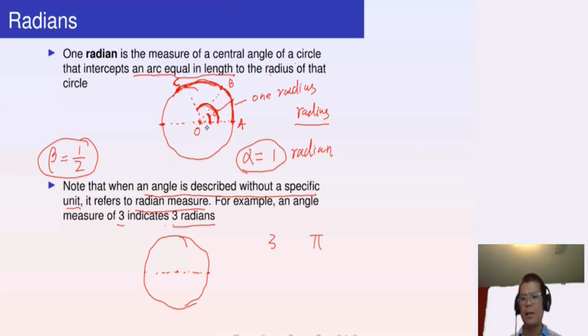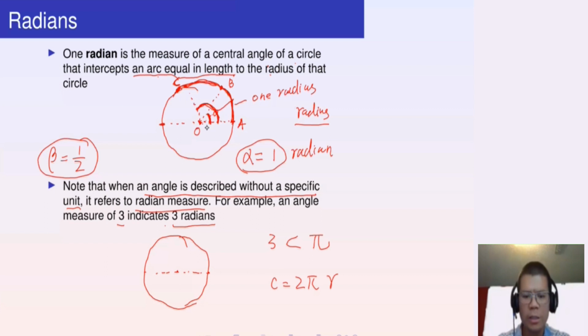Now, which one is larger, 3 or pi? Pi is 3.1415 something, so we know that pi is greater than 3. And as we know, the circumference of a circle equals 2 pi r.